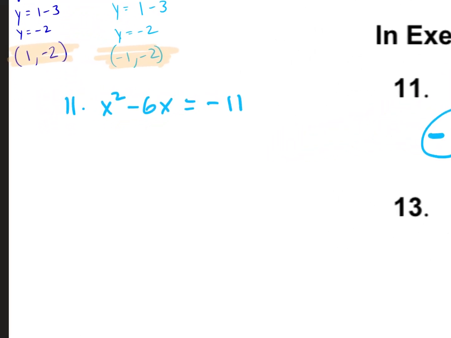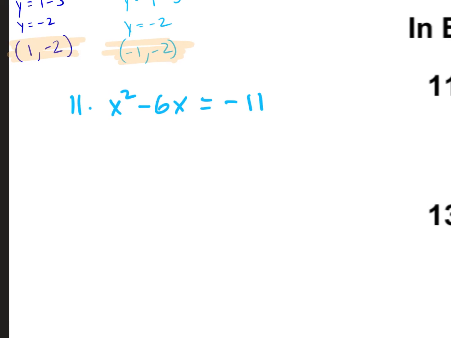What would I need to do next to solve? Perfect. I need it to be equal to 0 because I'm going to have to factor. So I got to add 11 to both sides. Do I have any like terms that can combine with? Nope. So I'm going to put it in standard form and see if it factors. Do I have 2 factors of 11 that add to negative 6?